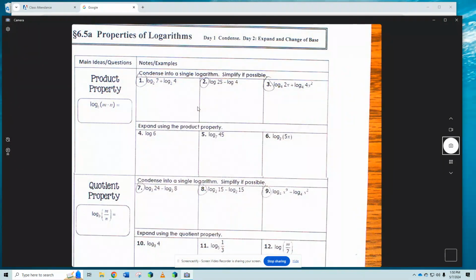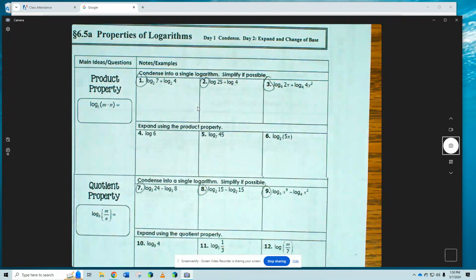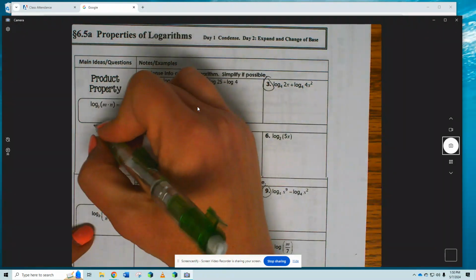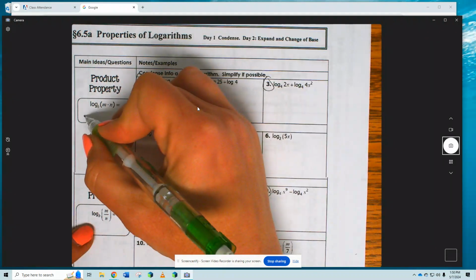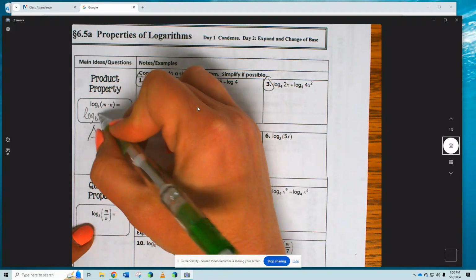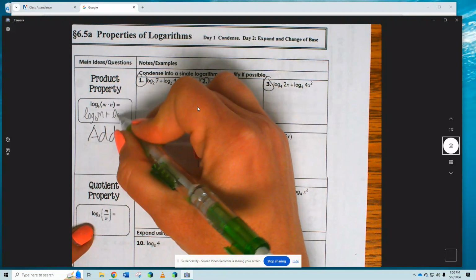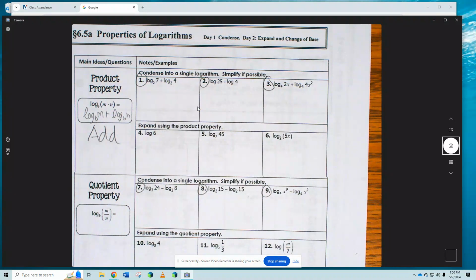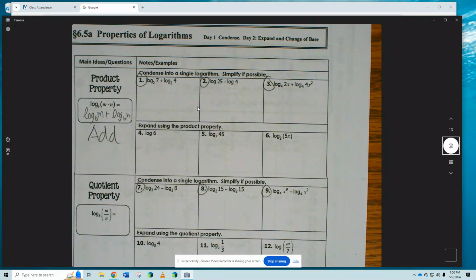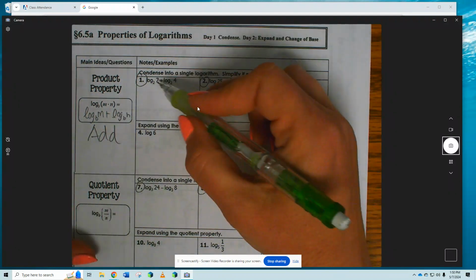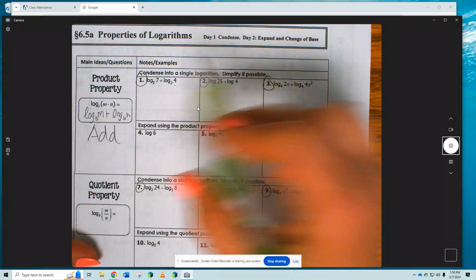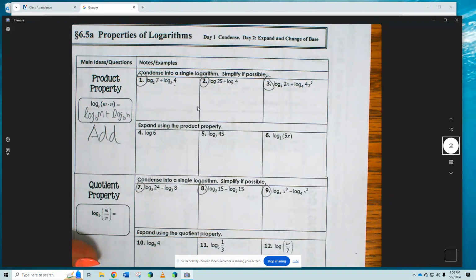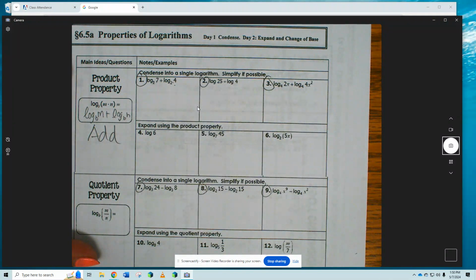Okay. Remind you of the rules. Here it is. Product. You add. Log base b of m plus log base b of n. Add. All right. Condensing. It's already a plus. What do I make it? If I see a plus, what does that mean?